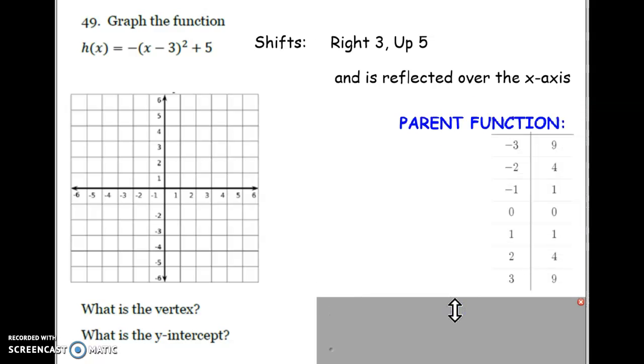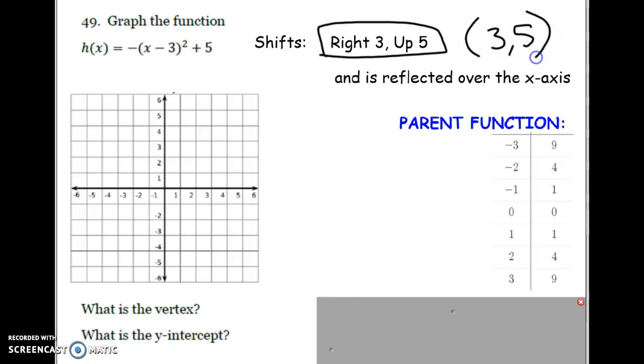All right, now let's grab those key points we were just talking about. So the parent function has 0, 0 as the vertex, and then like we saw, 1, 1, 2, 4, 3, 9. We're going to use those same points. We just have to make sure that we start from our new vertex. So what is the vertex? Well, if it has shifted to the right 3 and up 5, then my new vertex should be 3, 5. So I'll go to my graph and plot 3, 5.